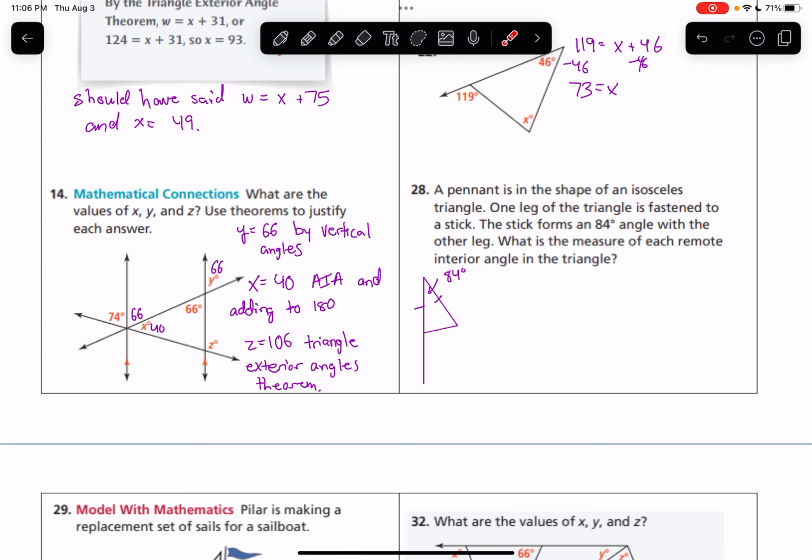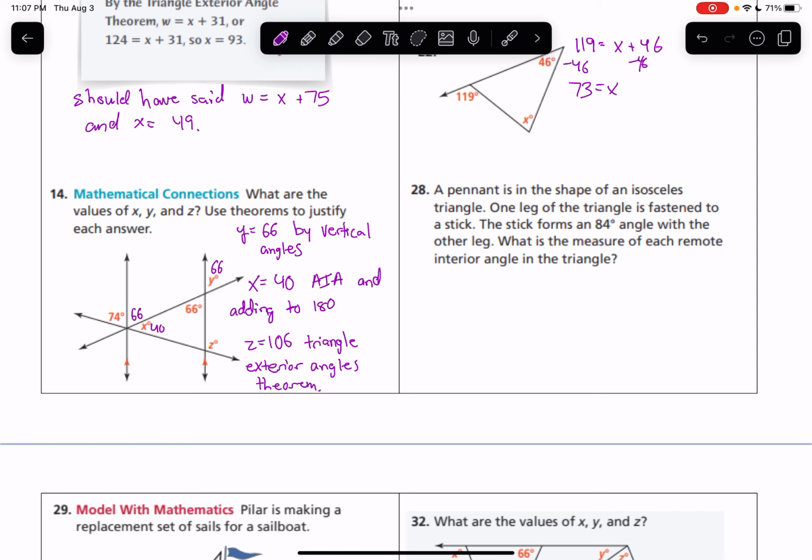And those would be 180 minus 84, which is going to be, wait. Nope, messed this one up again. Hold on a minute. That's not that picture. Let's try this one. This one gets me every single time that I teach it.